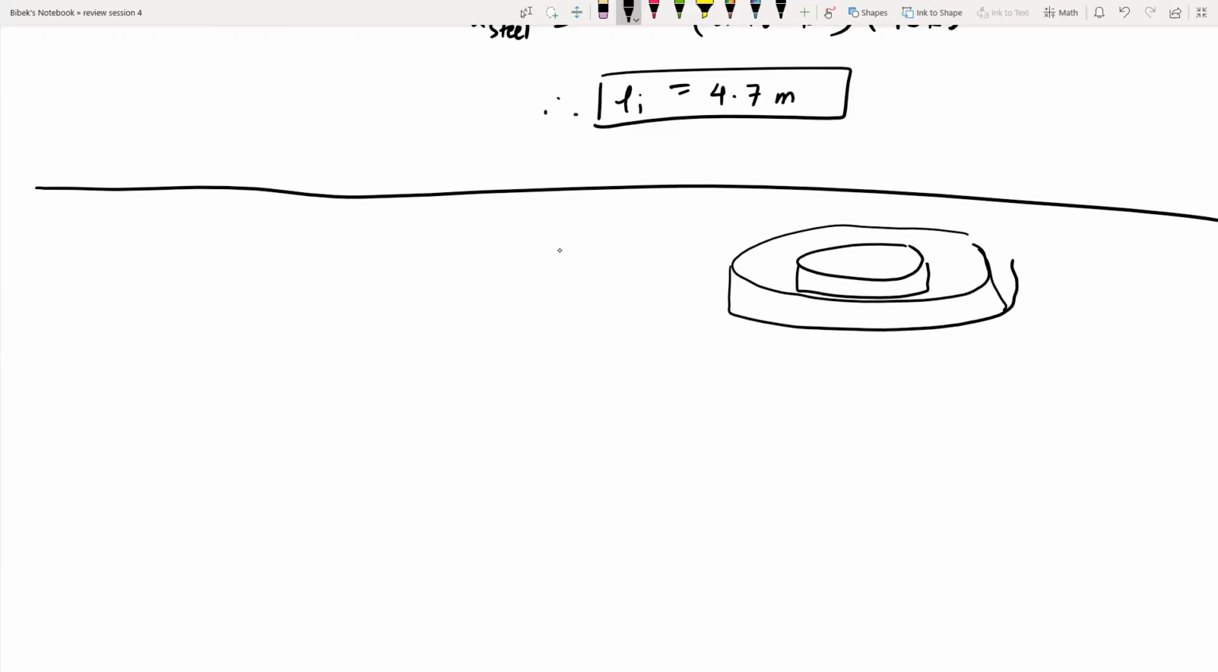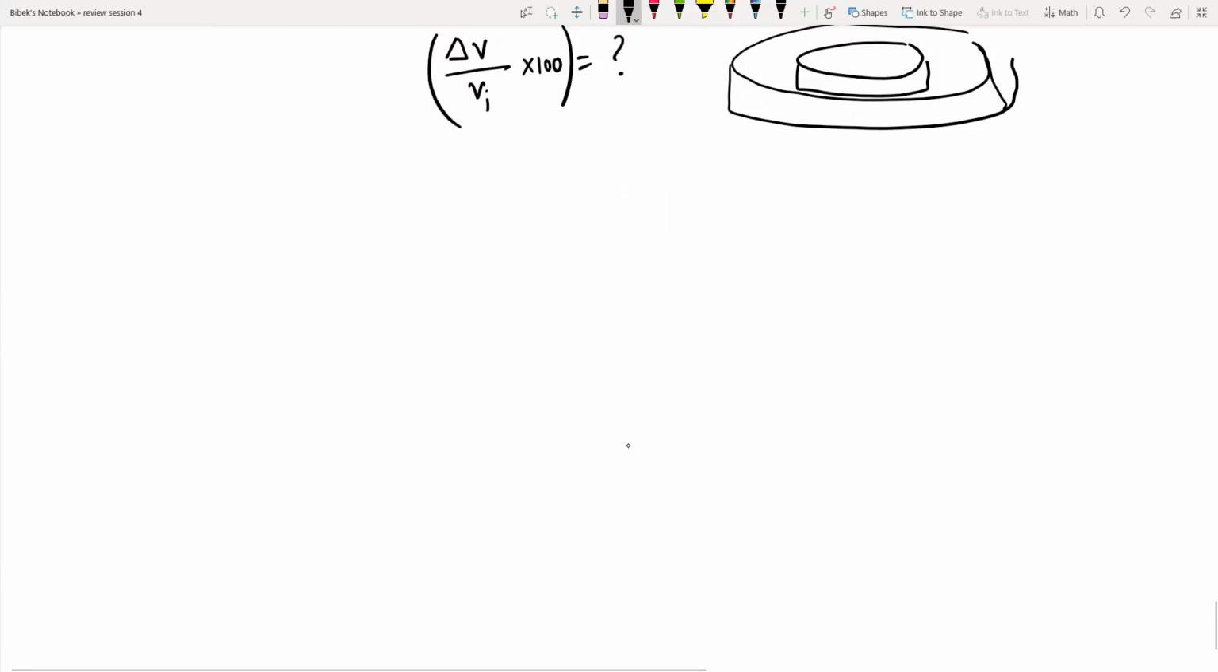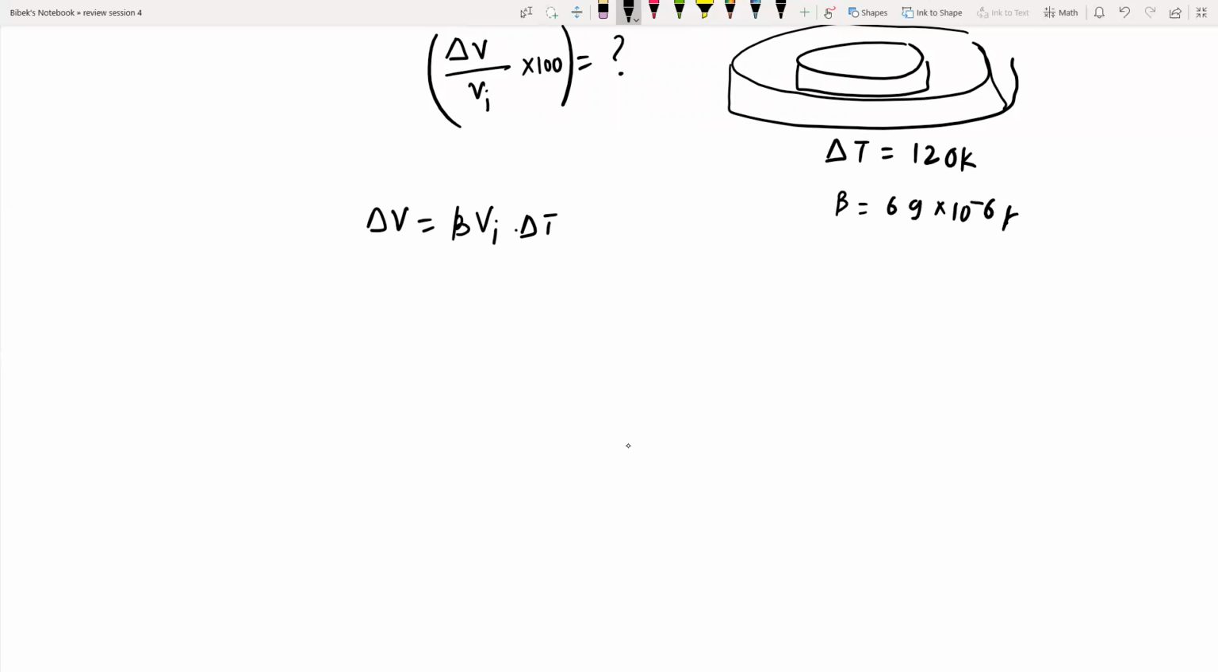And for your change in volume, you need to find the percentage increase in the volume, times 100. So you need to find this. That is your percentage increase in volume. So you know that your delta V is beta times V times delta T. Delta T is 120 Kelvin, and your beta is 69 times 10 to the negative 6 per Kelvin.